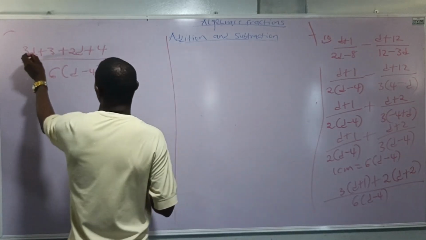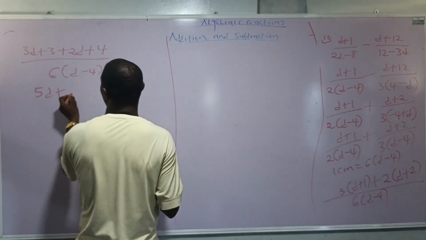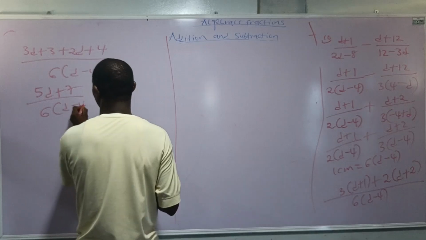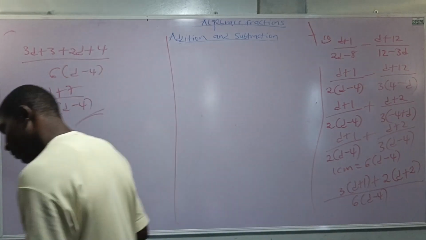Now, 3d plus 2d will give me 5d. And plus 3 plus 4 will give me plus 7. All over 6 bracket d minus 4. And this becomes my final answer.